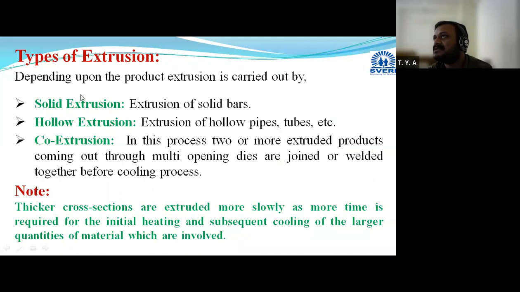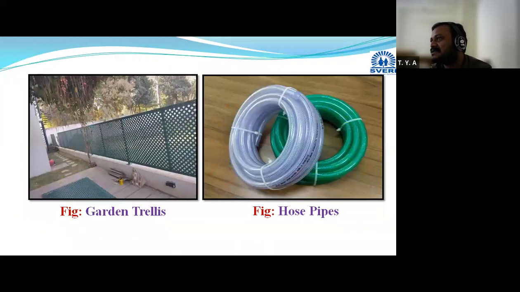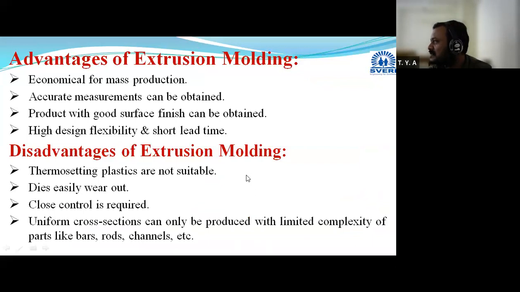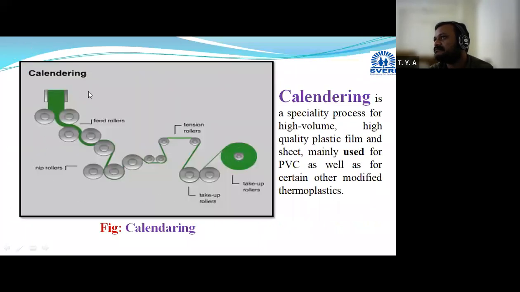Then we discussed the different types of extrusion like solid, hollow, and co-extrusion. Then we discussed the applications, advantages, and disadvantages of the extrusion molding process. Then the calendaring operation means that with the material obtained at the end of extrusion, we convert it into films. That is termed as calendaring, and to perform this, we use a set of rollers, which are termed as calendars.